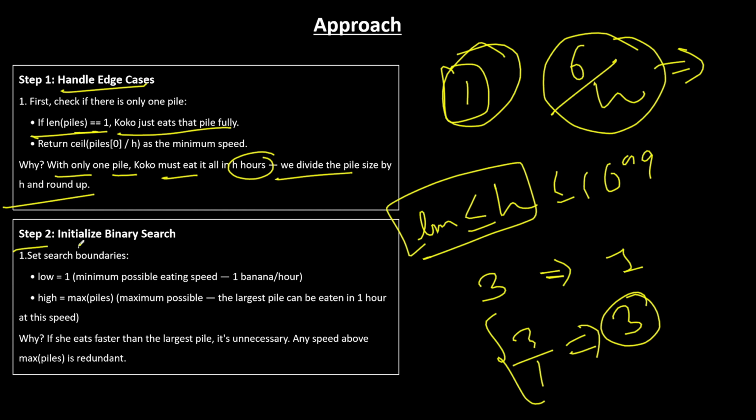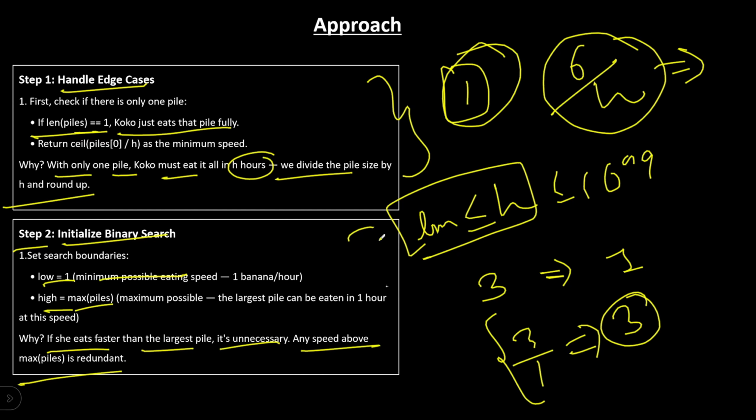Now step 2, we initialize binary search after this edge case. Low will be 1 as I explained earlier. High will be the max of the piles, okay? If Koko eats faster than the largest pile, it is unnecessary. Any speed above the max pile is redundant. So this is what I explained earlier in easy language, okay?